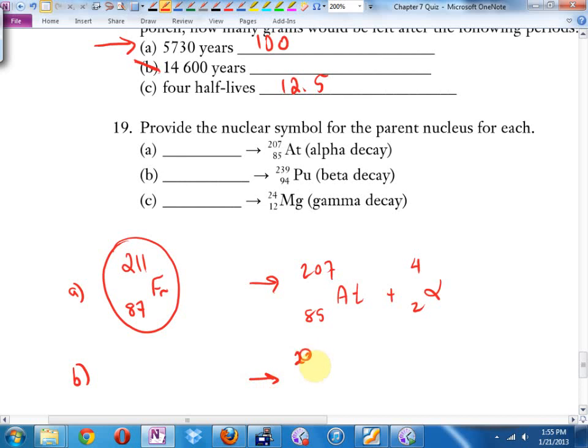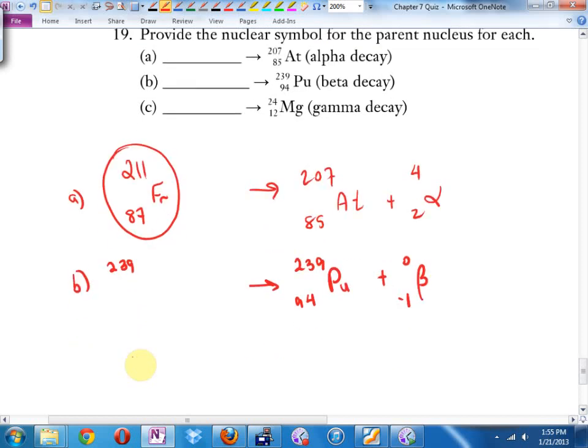We ended up with 239, 94 Pu plus a beta. What did we start out with? How much mass? 239. How much charge? Can you see it? How much charge? What must this have been?